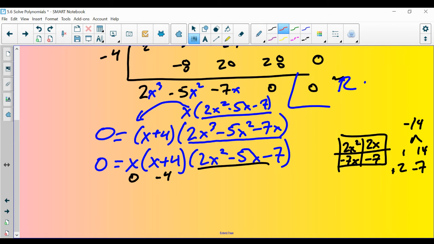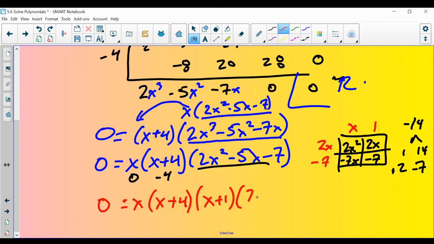So what's common between the top 2? That would be 2x, and then the rest kind of completes like a multiplication table. 2x times what is 2x squared? That would be x. 2x times what is 2x? That would be 1. -7, those do multiply. So this factors then to 0 equals x times x plus 4 times x plus 1 times 2x minus 7.